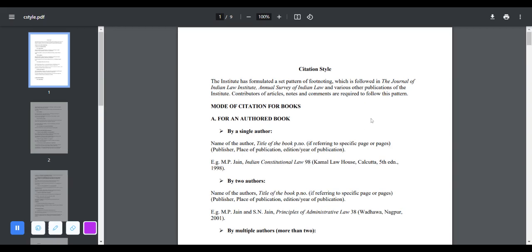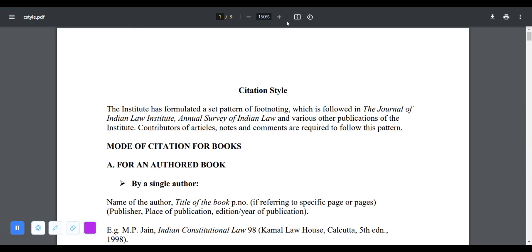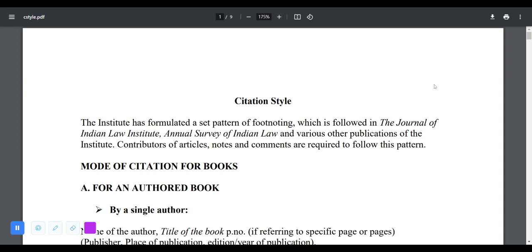Is this visible? So, okay, please start reading this.